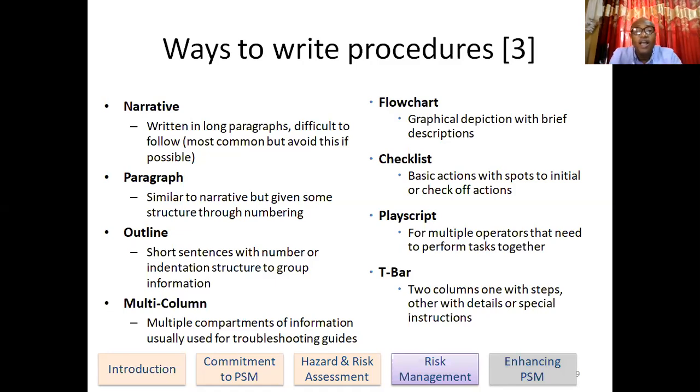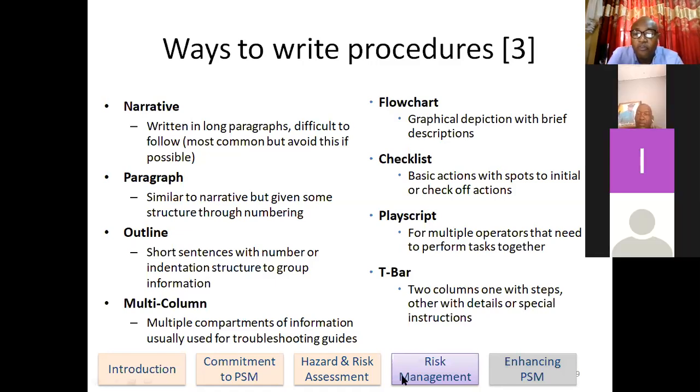So some procedures are not written down. They are in form of a flow chart. Some are in form of a checklist or a play script. After this, check this. Wait for 5 minutes before you put on the machine.